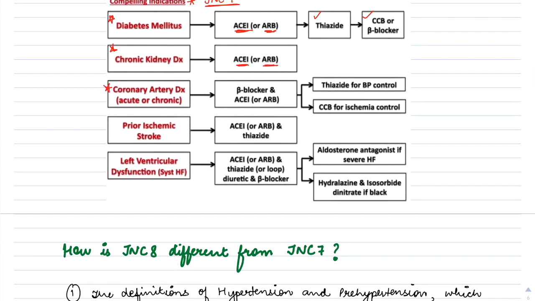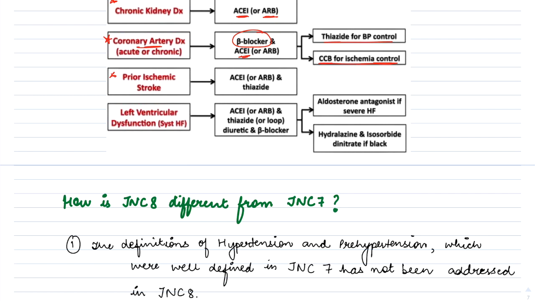Coronary artery disease, remember the beta blockers are the first line agents, although they are not preferred as antihypertensives in other conditions other than coronary artery disease or congestive heart failure. Subsequent to beta blockers or ACE inhibitors, we can use thiazide for BP control and calcium channel blockers for ischemia control. Okay, if there is a prior ischemic stroke, prior ischemic episode, cerebrovascular accident, then we can use an ACE inhibitor or ARB and a thiazide.